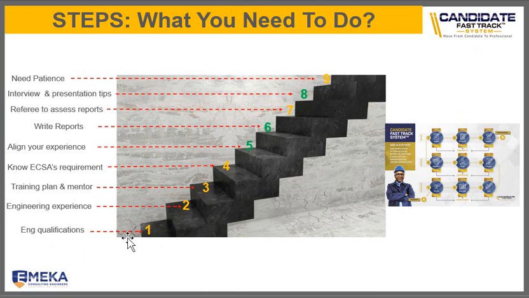Step 1, make sure you've got an engineering qualification. Step number 2, you've got the right engineering experience. Step number 3, you've got a training plan in place and you've got a mentor. Step number 4, you understand the ECSA's requirements. Step number 5, you are able to align your experience to meet ECSA's requirements. Number 6, you can write your report and put the right content into your report. Step number 7, you've got a referee who can assess and evaluate your report to make sure it meets ECSA's requirements. Number 8, you prepare for your interview and your presentation.